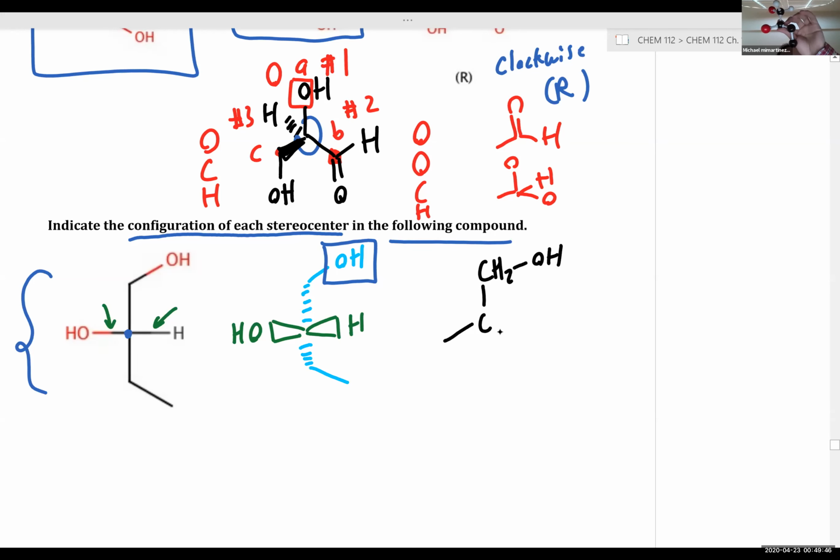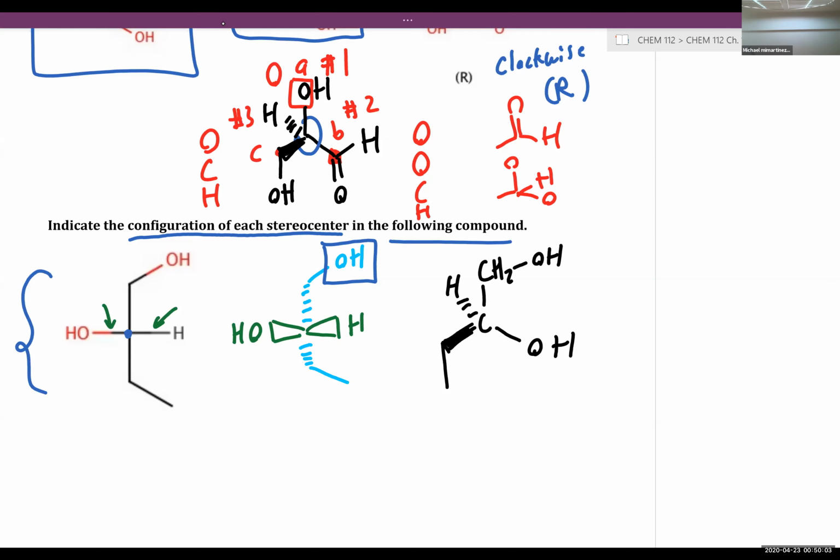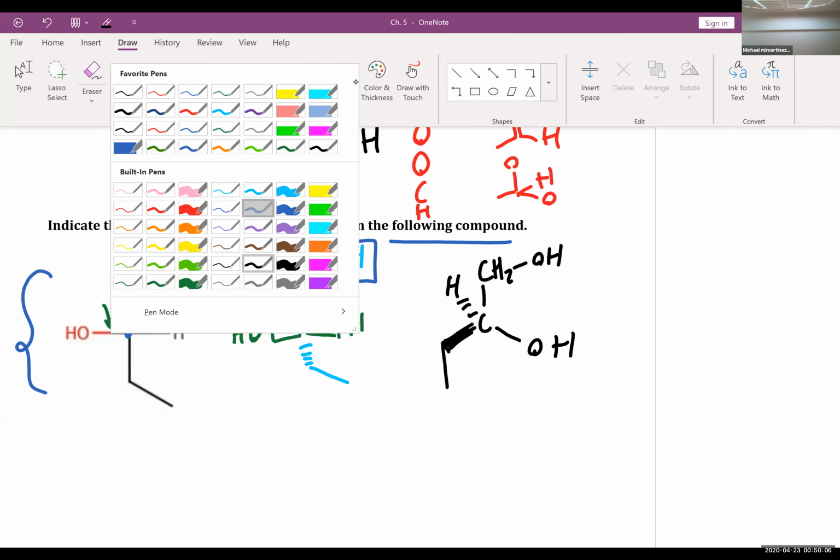So my methylene group is on top, my alcohol's on the right, and my ethyl group's on the left, and my hydrogen's in the back. Okay, perfect. So now that we have our drawing with the hydrogen in the back, we now have to assign priority. So let's repeat this process.